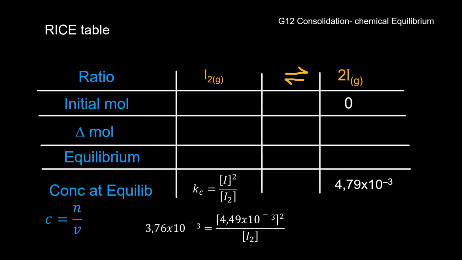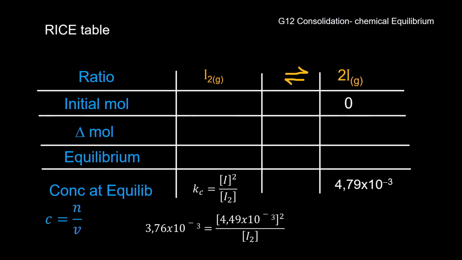So here we've got our Rice table. Rice stands for ratio, R. What is the ratio in the equilibrium reaction? So this is the reaction. I've placed it here for you. They gave it to us at the beginning of the question. We've got the iodine molecule, diatomic molecule, reacting to form iodine atoms there. They're both gas. It is balanced. Our ratio is going to be 1 is to 2.